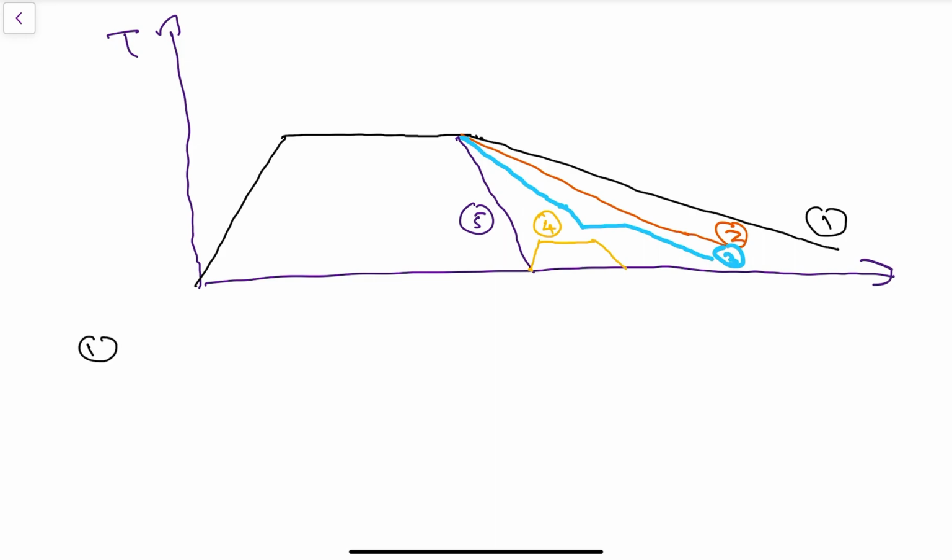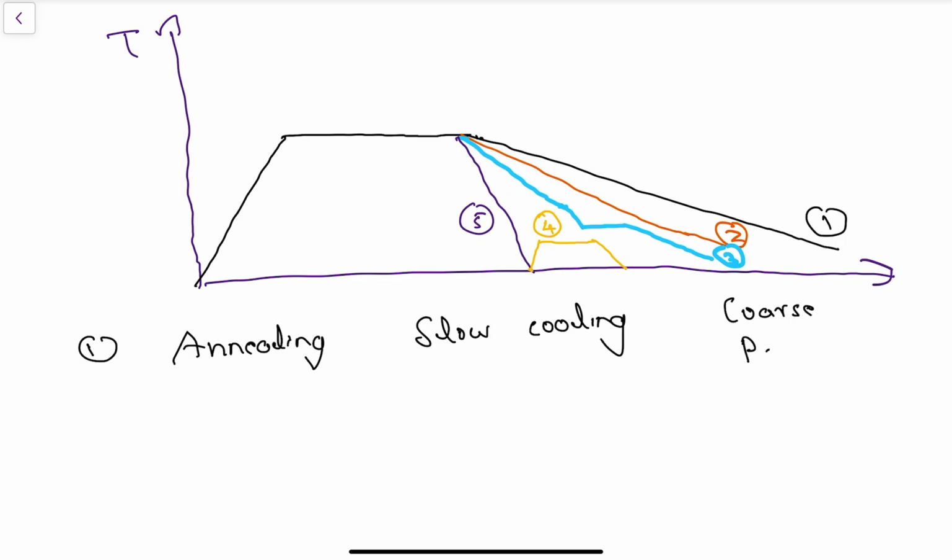The first one is annealing. You can see that it is slow cooling, and you will get coarse pearlite here. Slow cooling is also called furnace cooling. Furnace cooling means this steel, if it is heated in a furnace, will get cooled as the furnace cools. That will be an extremely slow process. So you can increase the cooling rate.